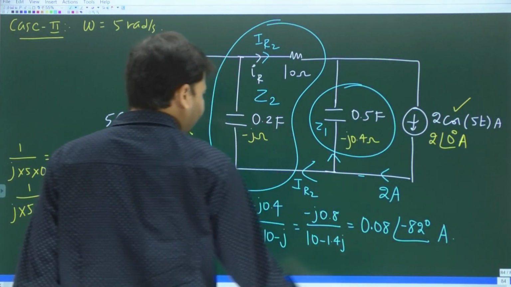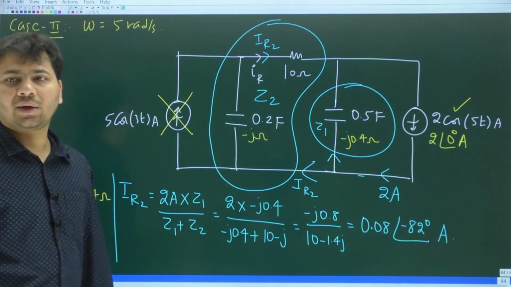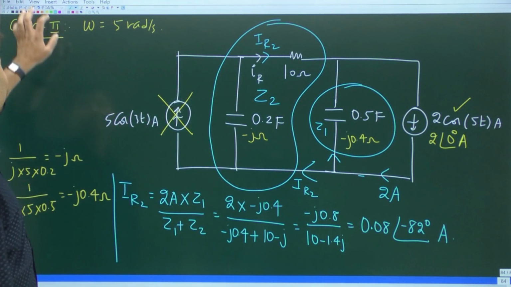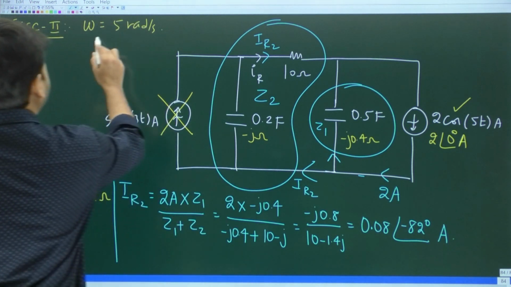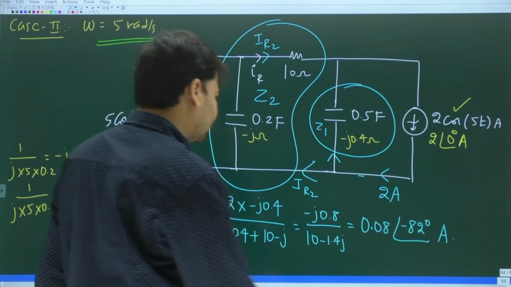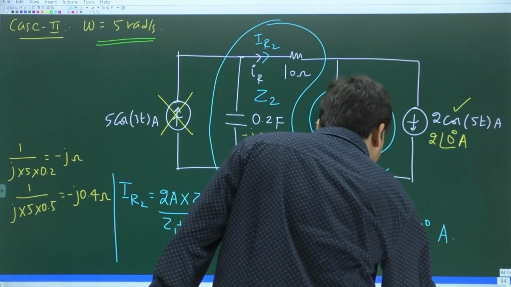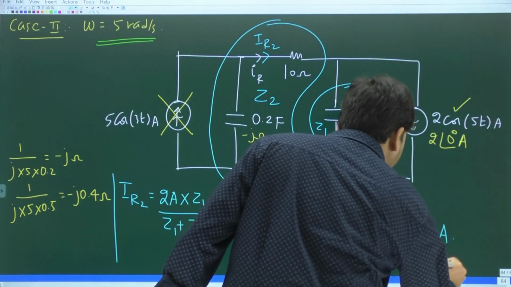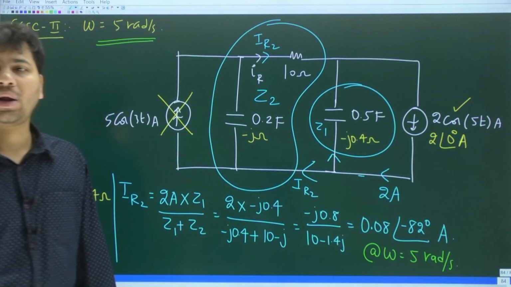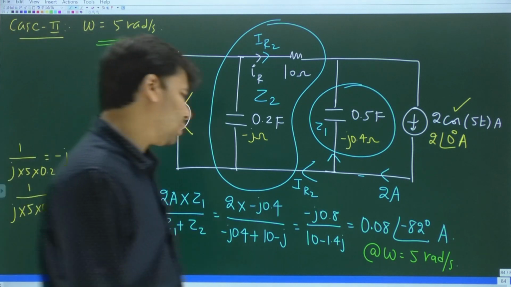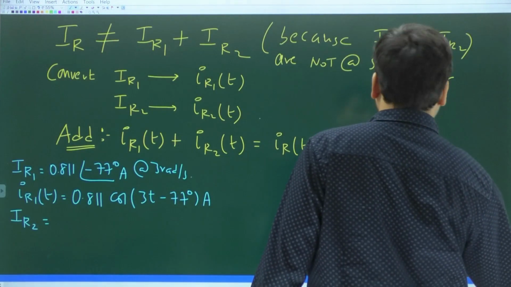IR2 is what? 0.08 at an angle minus 82 degrees amperes. Again, this phasor is defined at a frequency of what? 5 radians per second. Okay, so this is at omega equal to 5 radians per second, 0.08 at an angle minus 82 degrees amperes at 5 radians per second.